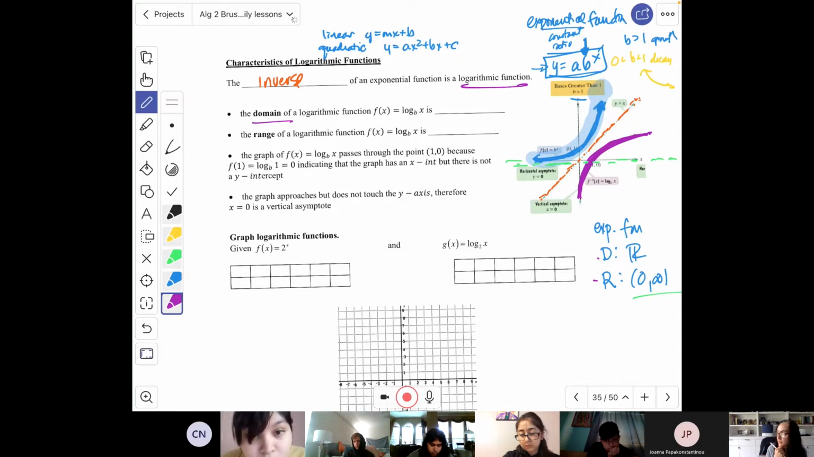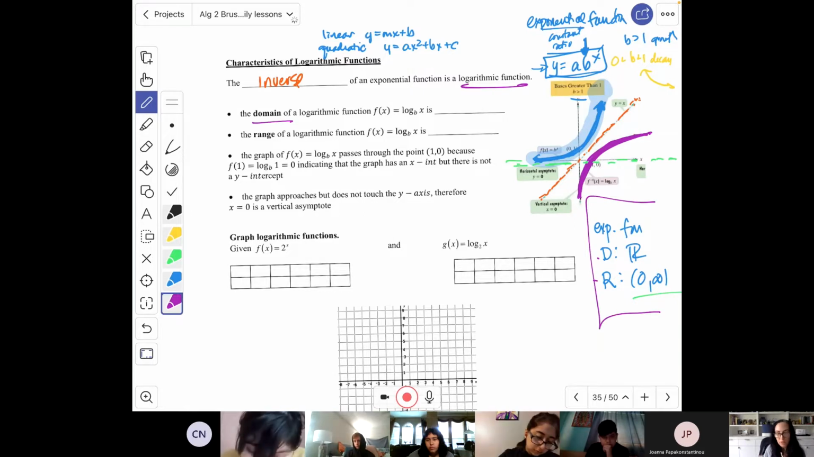Okay, Eric, you told me that the relationship between a relation and its inverse is that the x and the y change. The domain and the range change. So if this is the domain and range for the exponential function, and a logarithmic function is its inverse, you should be able to tell me the domain and the range of the inverse of this function. 0 to infinity, right. And then the range would be all real numbers.